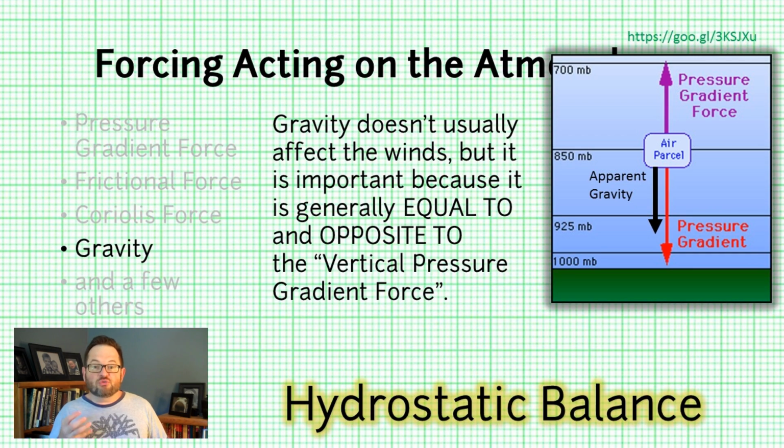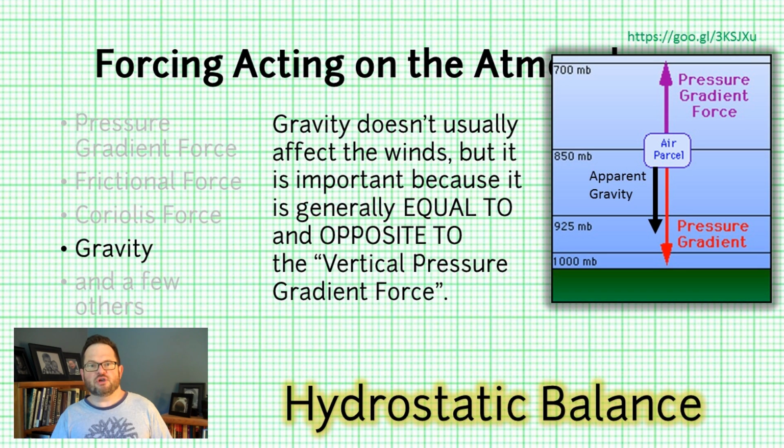The main role that gravity, actually apparent gravity, plays in the Earth's atmosphere is not so much to affect the winds as to set up the structure of the atmosphere vertically, because it's going to be perfectly balancing the vertical pressure gradient force. What am I talking about when I say the vertical pressure gradient force? Remember, gradient was how something changes over distance. A vertical pressure gradient force would be how pressure is changing vertically.